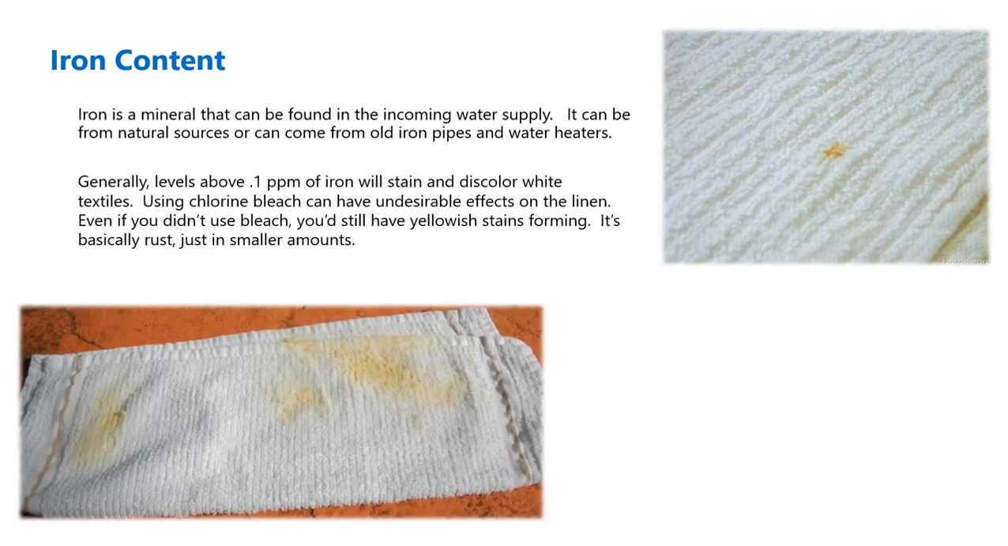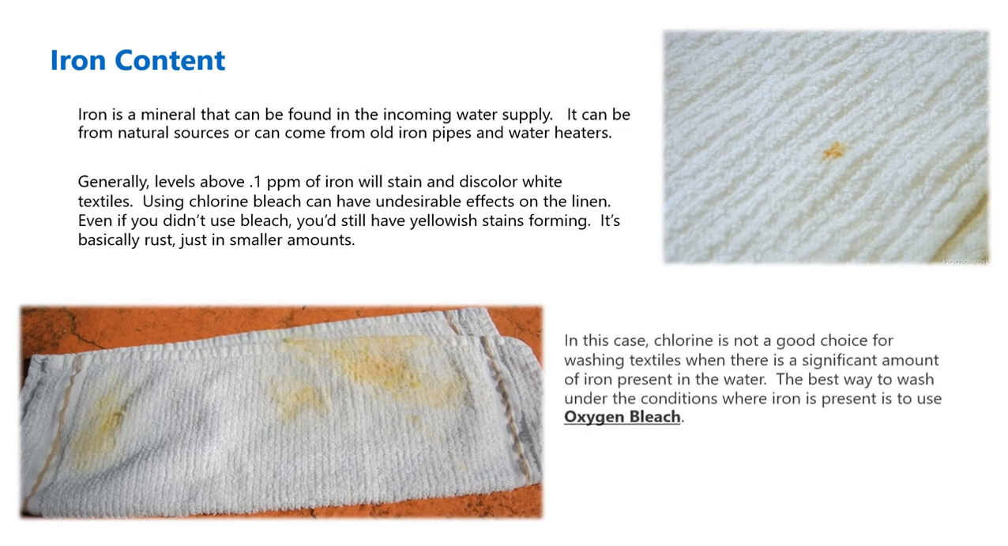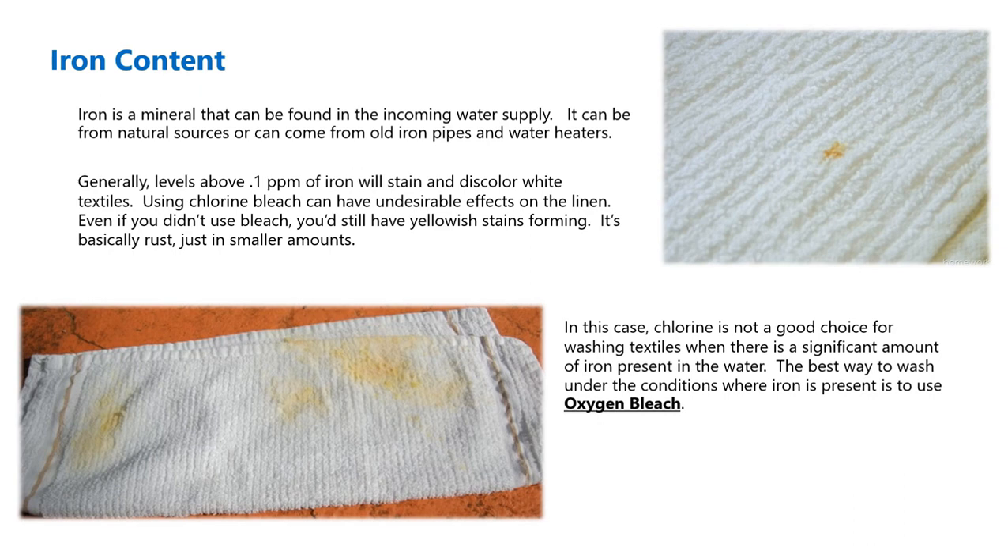As little as 0.1 parts per million of iron can actually cause stains and discoloring of our linen. Anytime that we would use a chlorine bleach with iron in the water has some really negative effects. In the case that we use chlorine for our laundry process and we have iron in the water, we need to change products. If there's iron in the water, we need to change from a chlorine bleach to an oxygen bleach. It will perform much better and help remove some of the soils and stains in that environment.